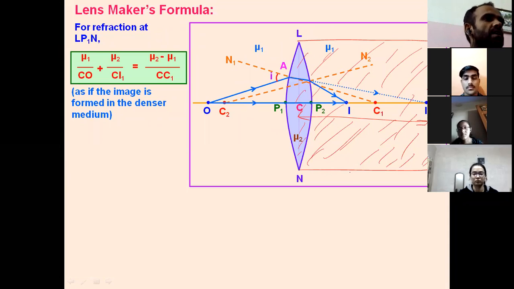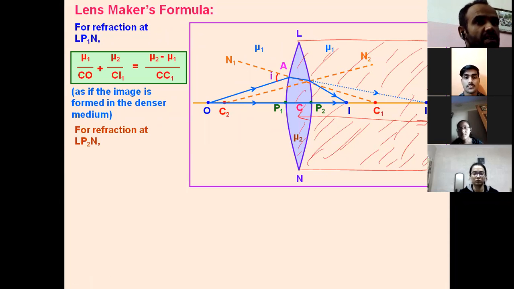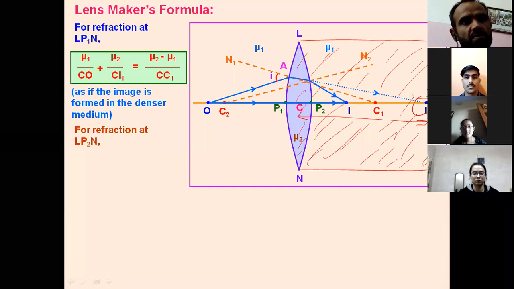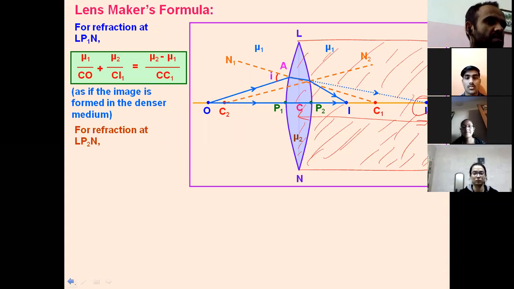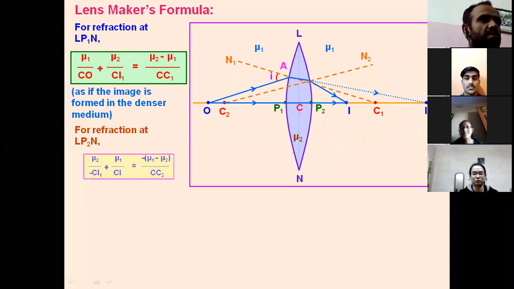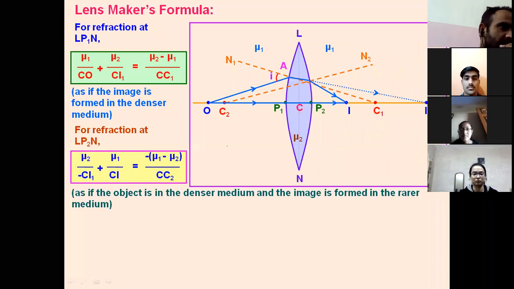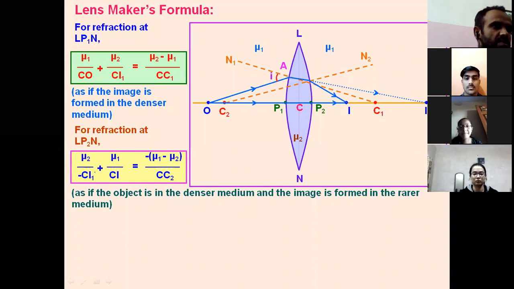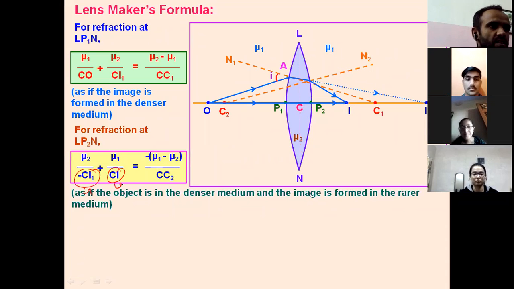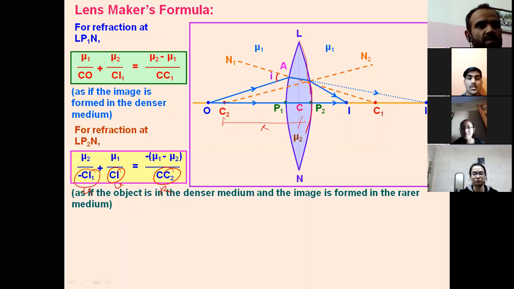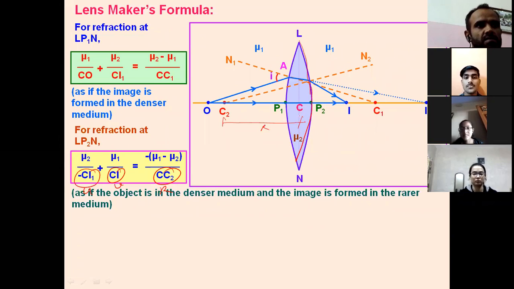And similarly for second phase, now this will be object for the second phase. सेकेंड फेज के लिए ये क्या हो जाएगा, ऑब्जेक्ट हो जाएगा, वर्चुअल ऑब्जेक्ट हो जाएगा. ठीक है, तो साइन कन्वेंशन लगाएंगे बाद में, तो फॉर्मूला हम अप्लाई कर देते हैं. Now see, what is this, this is u, this is v, and this is R. But we are talking for the second phase, as we are talking for this phase, so R is what, CC2 for this one, this phase.